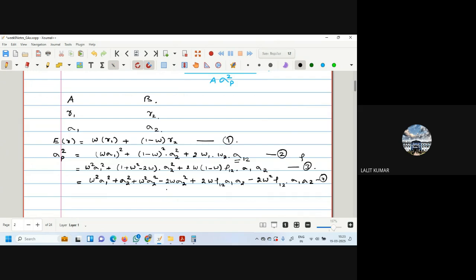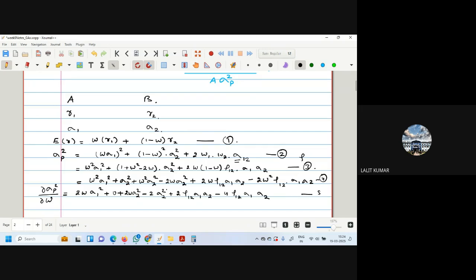Now if we have to minimize the variance, we have to find the W star which is efficient for the lowest variance. So what we can do, we can take the derivative of this variance with respect to W. This will become 2W sigma 1 square, this is 0, this will become 2W sigma 2 square, this will become minus 2 sigma 2 square, and this will become 2 correlation coefficient 1 2 sigma 1 sigma 2.